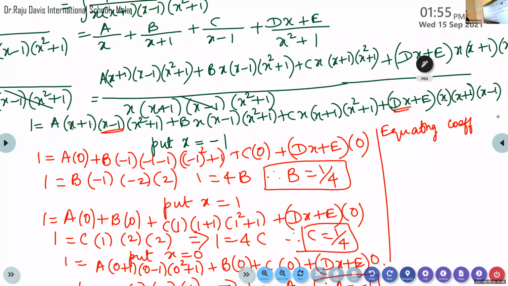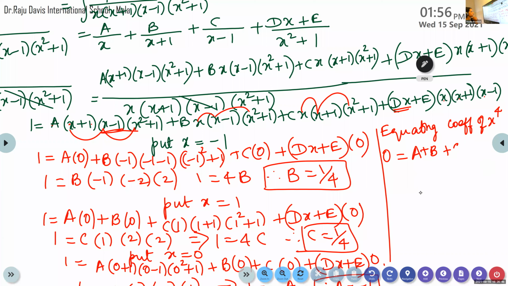x plus 1 into x minus 1 into x square plus 1. x into x square into x square, x raised to 4 into a, so the coefficient will be a. Look at the next term: x into x square into x square, x raised to 4, the coefficient is b. Plus, if you take the c term, x into x square plus c. Then what about d? d into x. So plus d. So d we can write as minus a minus b minus c.